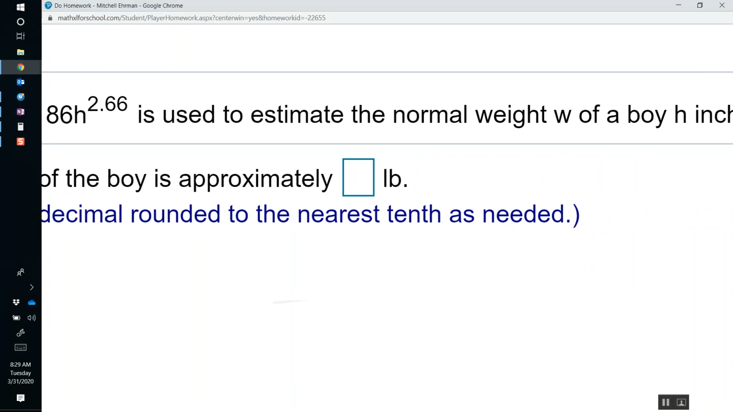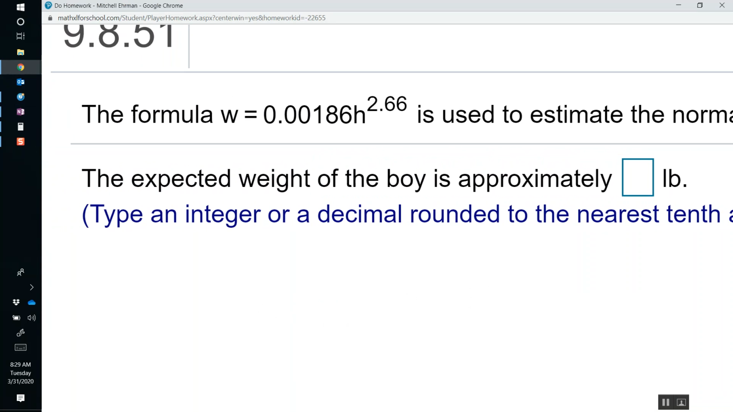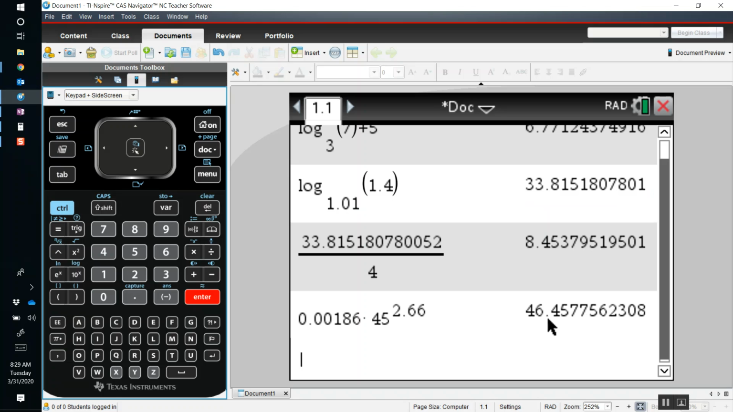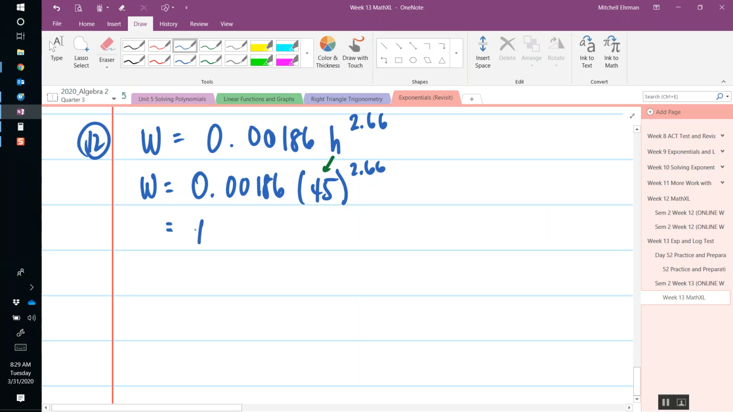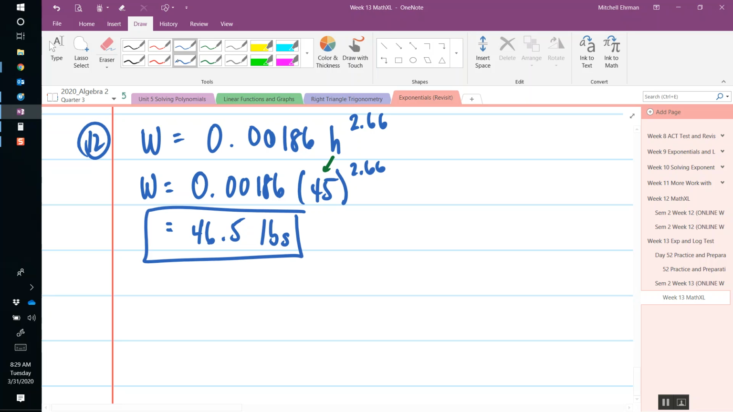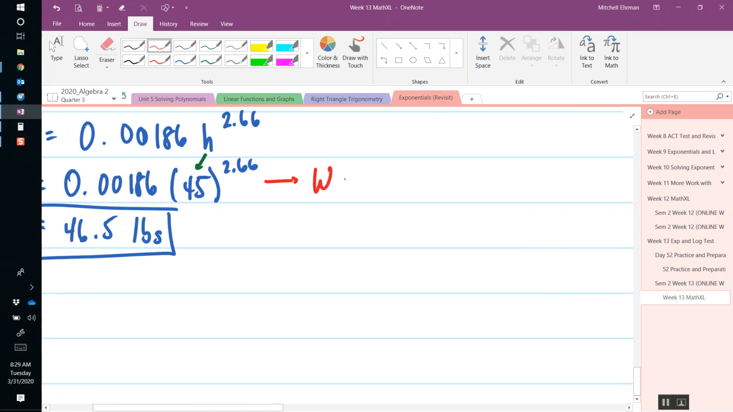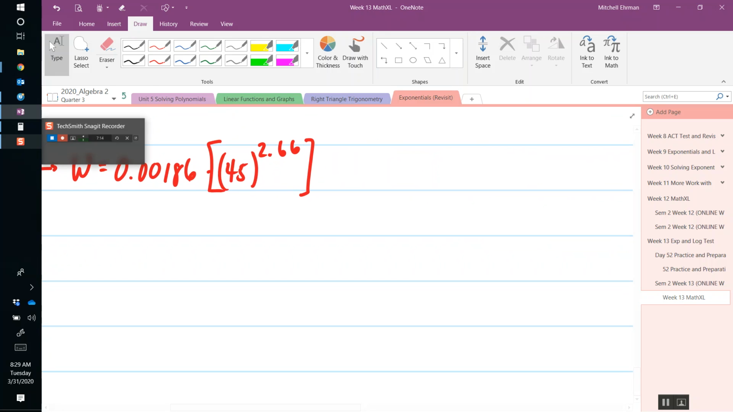Now MathXL said to round the decimal to the nearest tenth place. So the result off the calculator I'm going to call 46.5 pounds. Now, if you didn't have a fancy calculator, that's perfectly fine. Just make sure that you use the order of operations here. The weight, 0.00186, is multiplied by 45 to the 2.66 power. So make sure that you do the exponent calculation first and then multiplication second.